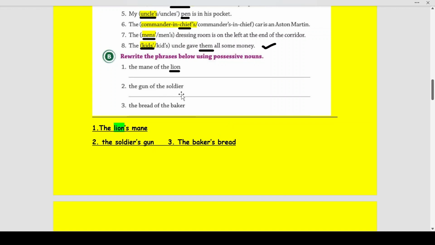Next, the gun of the soldier. Soldier is your main noun. It is a singular noun. So the soldier's gun. Soldier is a singular noun, so it is soldier followed by apostrophe S. The bread of the baker. The baker again is a singular noun. So the baker's bread. How do we show possession for a main noun? The main noun baker followed by apostrophe S if it is a singular noun.